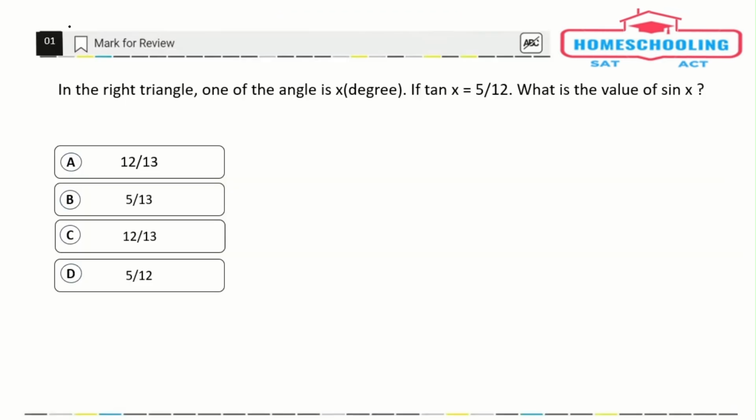In question number 1, it is given that in a right triangle one of the angles is x degrees. If tan x is 5 by 12, what is the value of sin x? In this question, a diagram is not given, it is only given that there is a right triangle. So let's draw a right triangle.